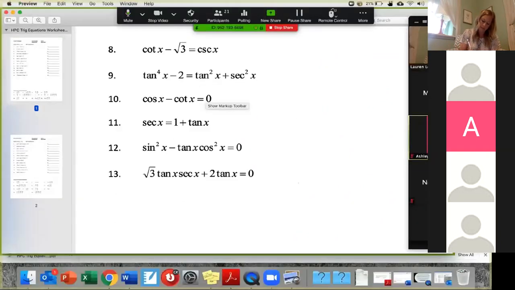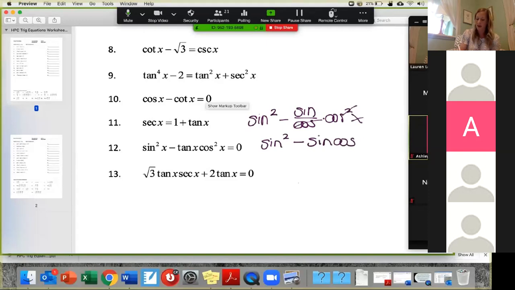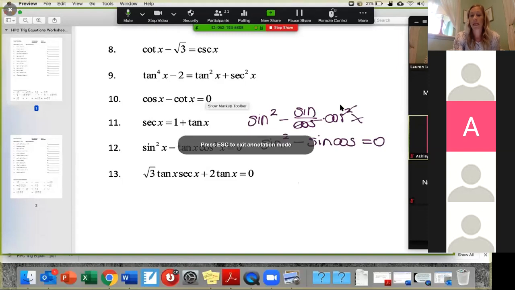So that gives me sine squared minus sine over cosine times cosine squared. So one of my cosines would have canceled. So I have sine squared minus sine cosine. So you can cancel there? Yes, you can on that one. You can still simplify because there's still a cosine left. You're not fully eliminating it out of the problem. That's more of a simplification.